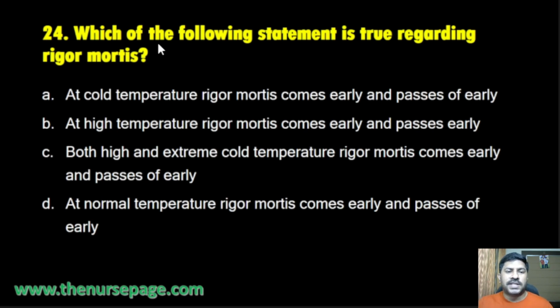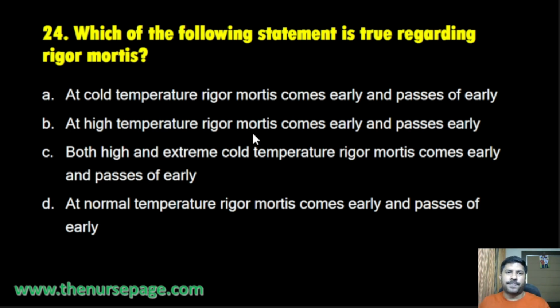24th question. Which of the following statements is true regarding rigor mortis? A, at cold temperature, rigor mortis comes early and passes off early. B, at high temperature, rigor mortis comes early and passes off early. C, at both high and extreme cold temperature, it comes early and passes off early. D, at normal temperature, it comes early and passes off early. So you need to find which statement is true. Here, option B: at high temperature, rigor mortis comes early and passes off early.